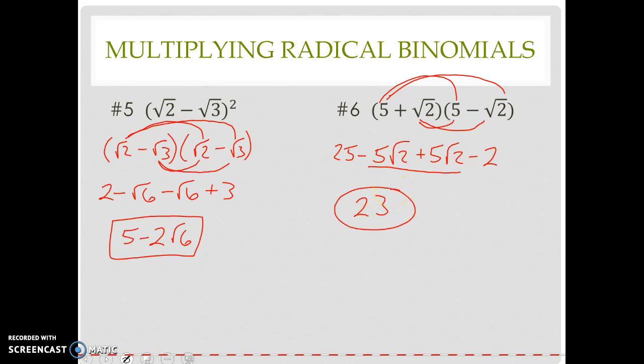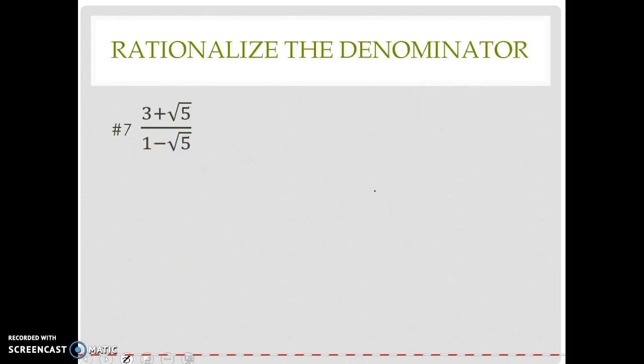So you can see when we multiply conjugates together, all the radicals will disappear, and I'll just get a real number, 23. That's going to help us in a situation like this. We want to rationalize the denominator here. So I can't just cross off the radical 5's, for the same reason I couldn't cross off the radical 5's if I had something like this.